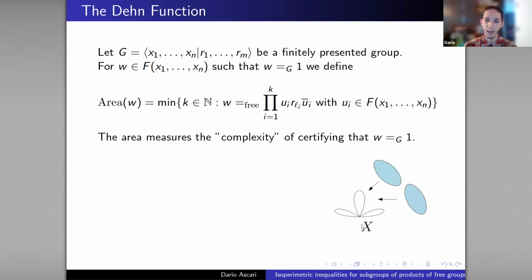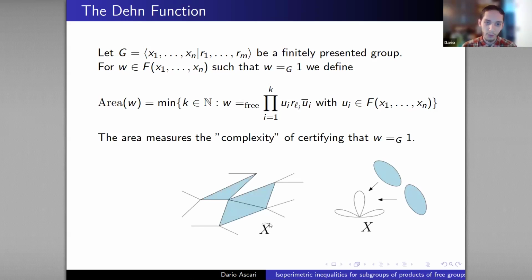So let's consider X to be the presentation complex for our group G. So a CW complex with one vertex, and one cells corresponding to the generators and two cells glued according to the relations. And let's also consider X tilde to be the universal cover of X. So the one skeleton of X tilde is just the Cayley graph of G with respect to this set of generators. And then you have cells. For every cell, you have all of its translates glued on X tilde in order to make it simply connected.